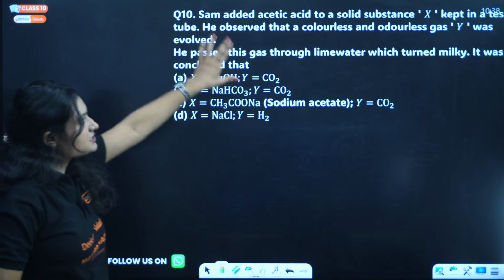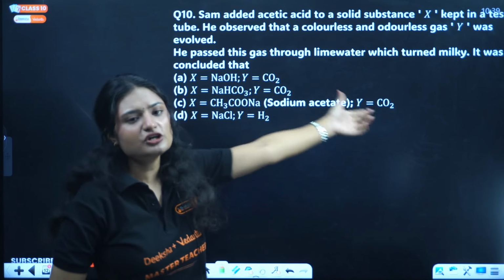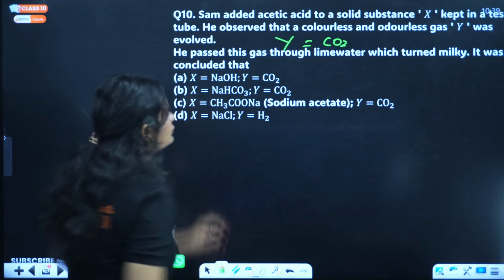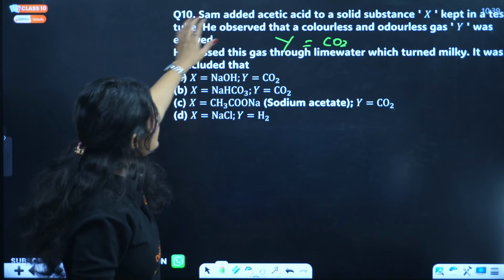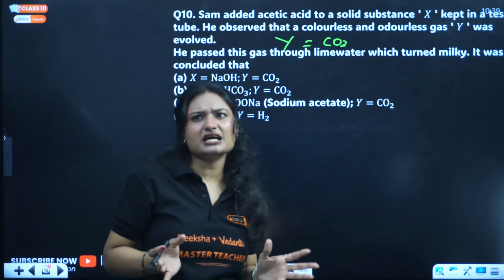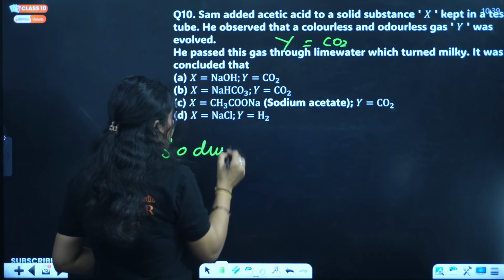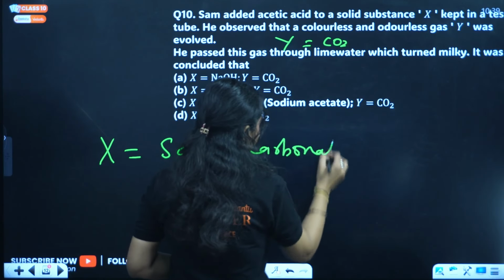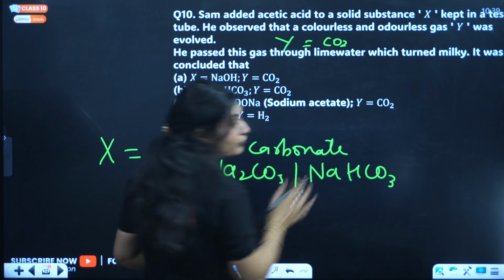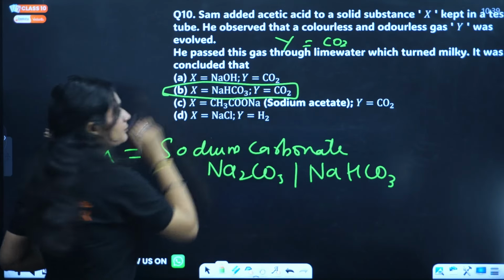Next question. Sam added acetic acid to a solid substance X kept in a test tube. He observed that a colorless and odorless gas Y was evolved. So he passed this gas through lime water. Lime water turned milky. We know that gas is CO2. Y is CO2. Now, if we add something to acetic acid, what does it evolve? Carbon dioxide gas. So X is either sodium carbonate or sodium bicarbonate, because only these will evolve carbon dioxide gas when treated with acetic acid. So our correct answer will be B.